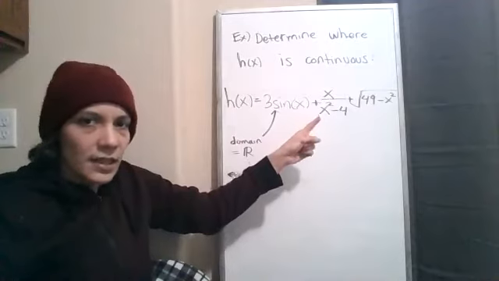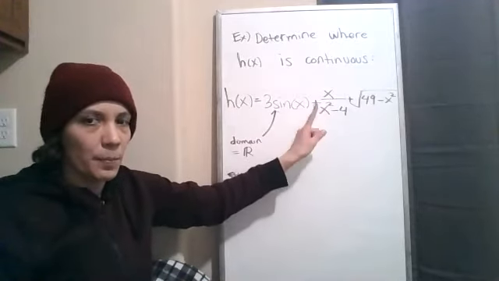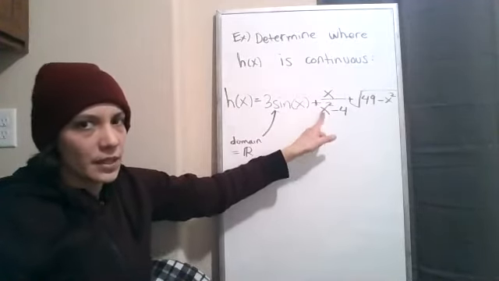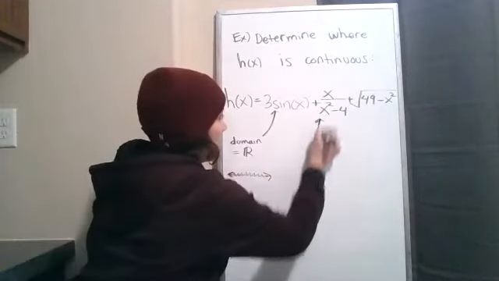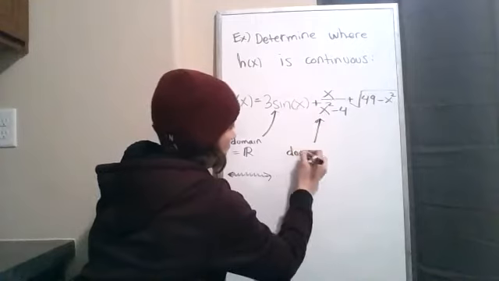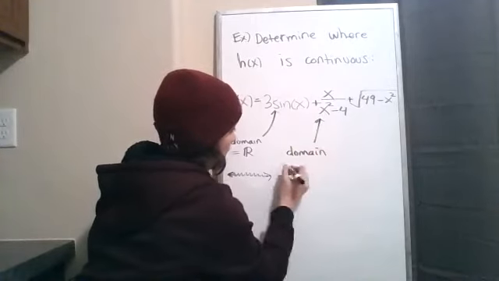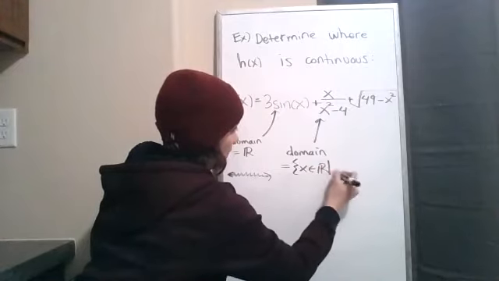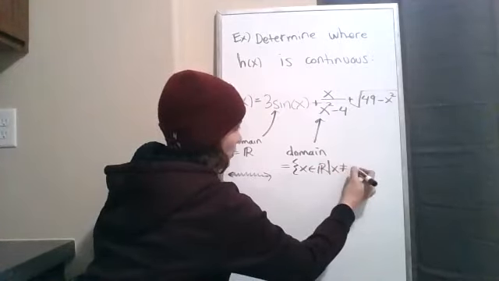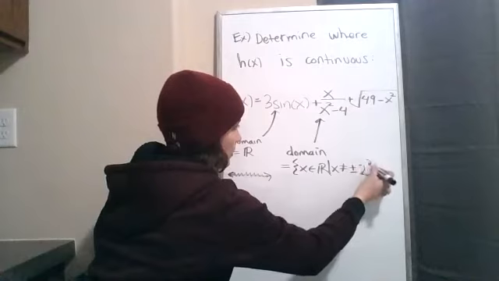This domain is all real numbers except for plus and minus 2. Then you'd have a 0 in the denominator. So the domain needs to look like this: x in R such that x does not equal positive or negative 2.